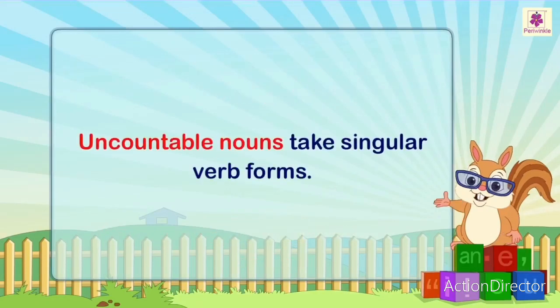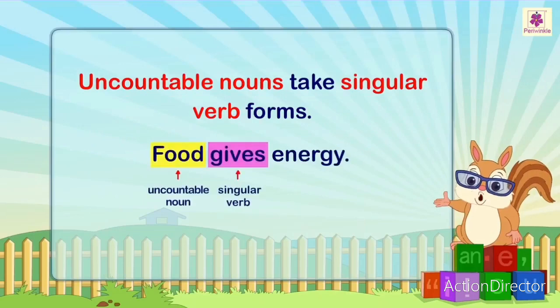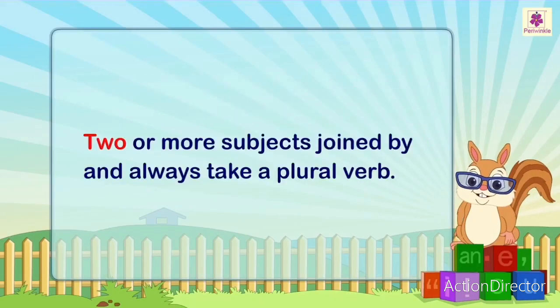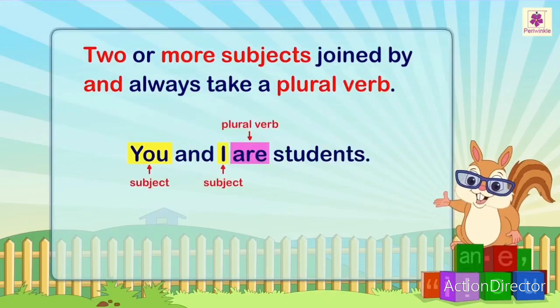Uncountable nouns take singular verb forms. For example, food gives energy. Two or more subjects joined by and always take a plural verb. For example, you and I are students.